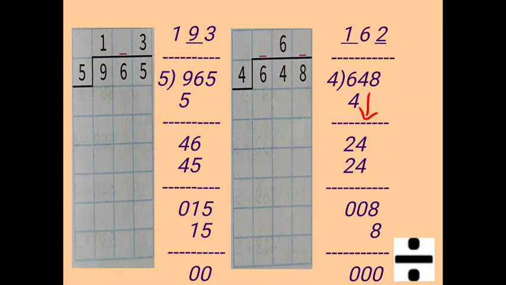Then again bring down the next number, that is 8. Now in the 4 table, as you all know, 4 twos are 8. Then again you subtract it. Then your remainder will be 0 and your quotient will be 162. And the missing digits are 1 and 2.